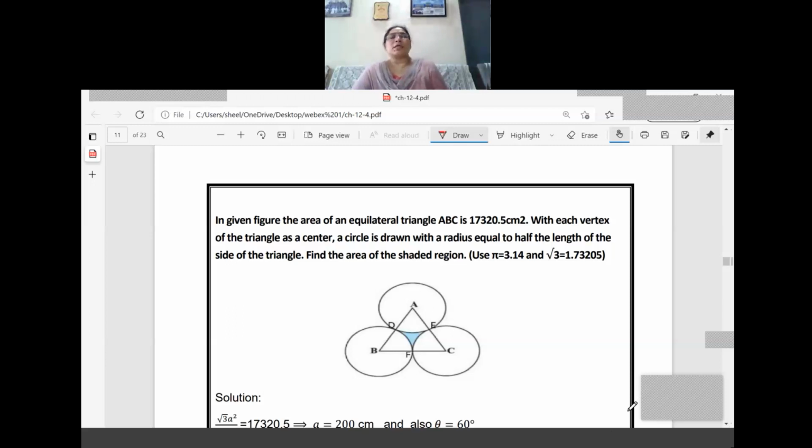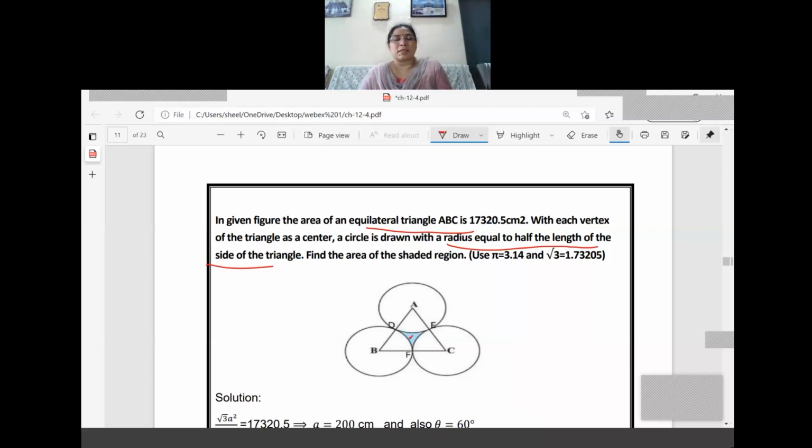So what is the question here? The area of the equilateral triangle ABC is 17320.5, so the area is directly given. Now what is given? Three circles are there in the figure. What is the condition? A circle is drawn with a radius equal to half the length of the side of the triangle. Now the area of the shaded region is asked. The smaller portion in the center is the only shaded part, isn't it? So that area only we have to find out.